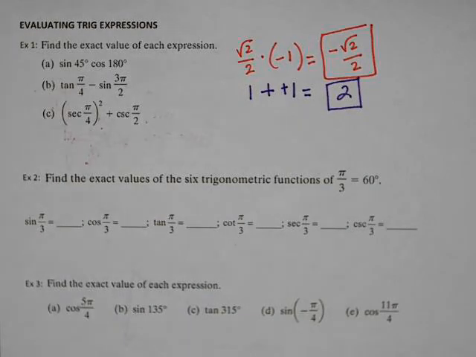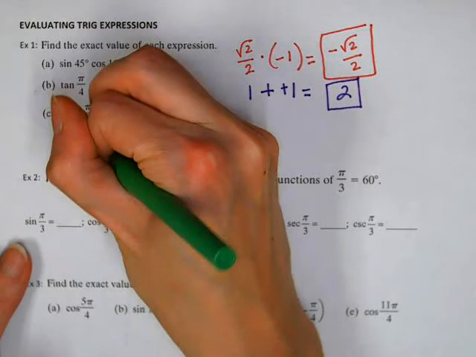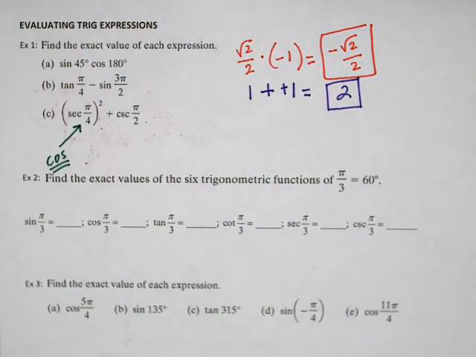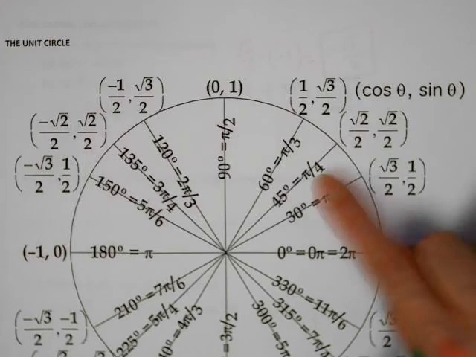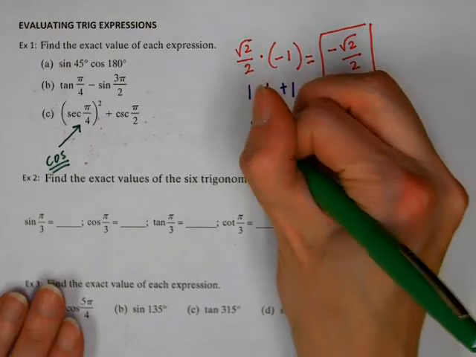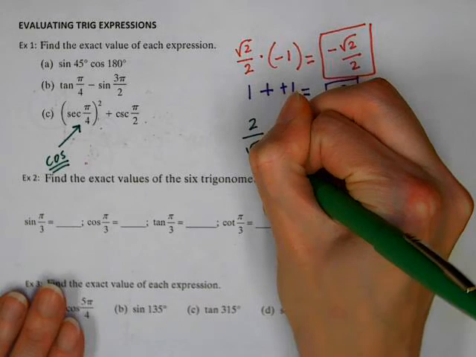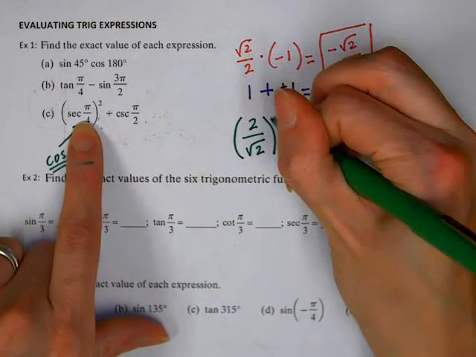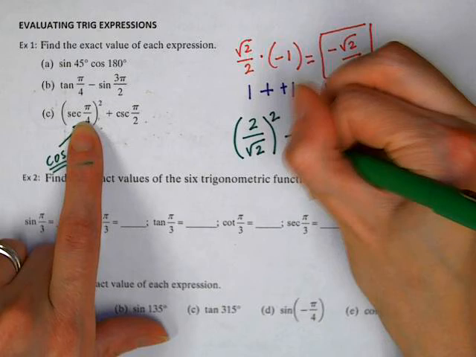Okay, secant of pi over 4. Now, secant is the reciprocal of cosine. So let's find cosine of pi over 4. And that's right here at root 2 over 2. We are going to flip it, take its reciprocal. So instead of root 2 over 2, we're going to call it 2 over root 2. Okay, and we want to square that. So it's the reciprocal of cosine, plus.